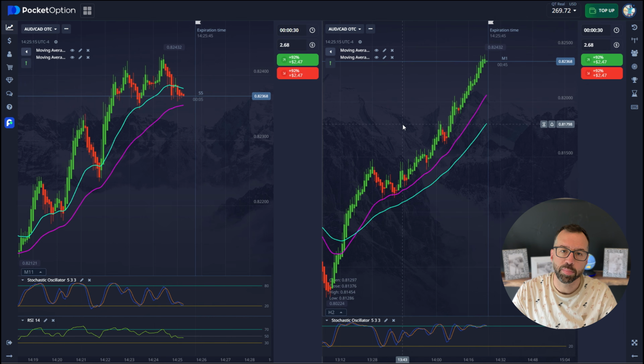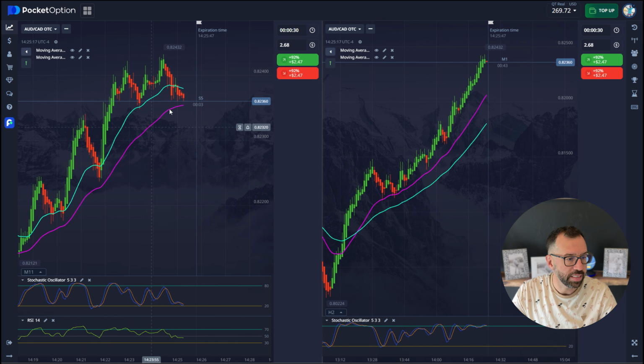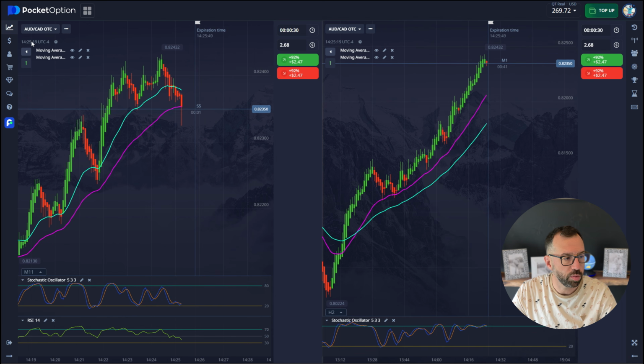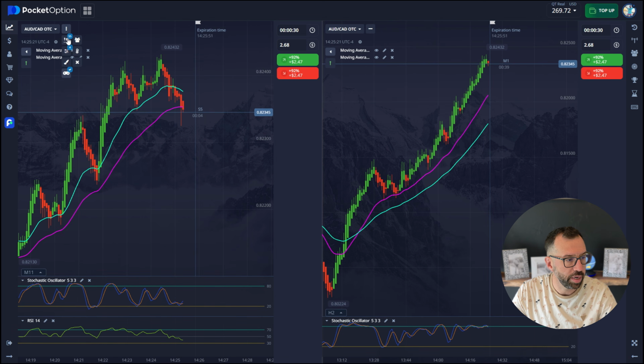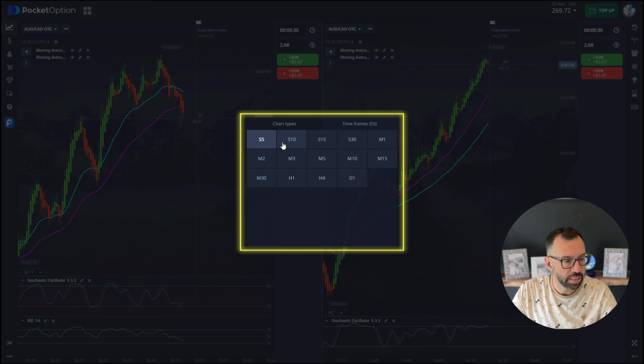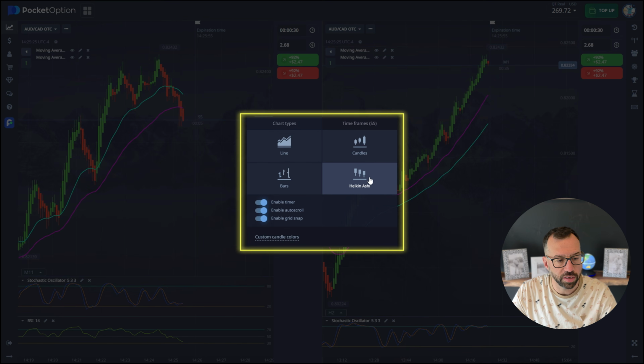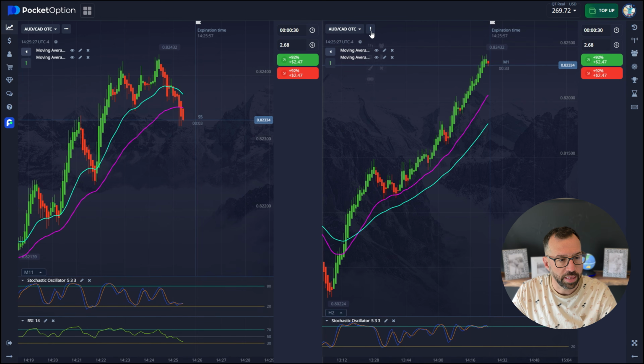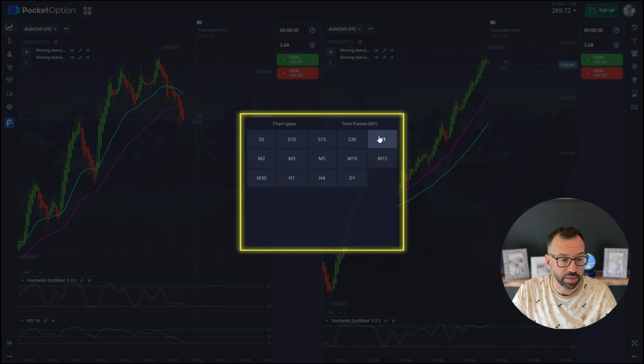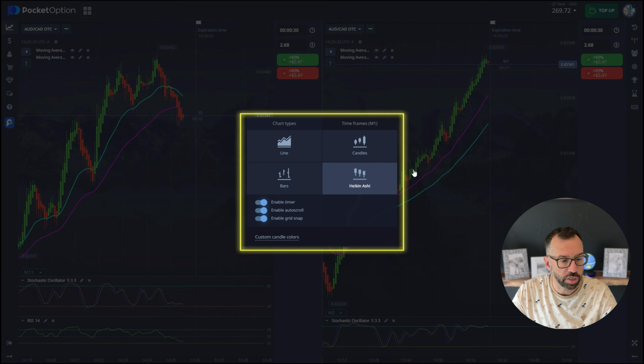Okay, I got this set up a little bit different. I have the exact same chart here and here. We are going to set this one up with the time frame of 5-second candles, Heikin-Ashi. This is the exact same chart. We're going to do 1 minute, and we're also going to use Heikin-Ashi.